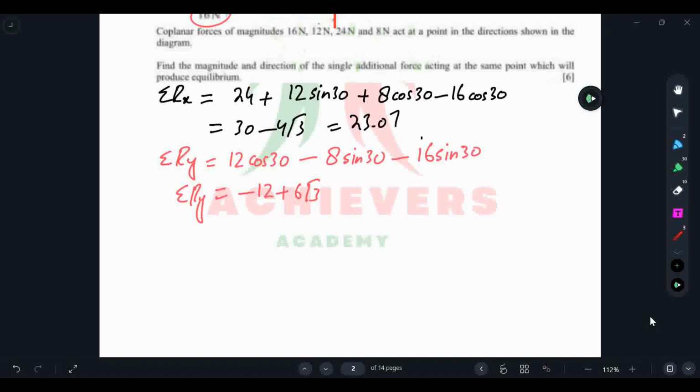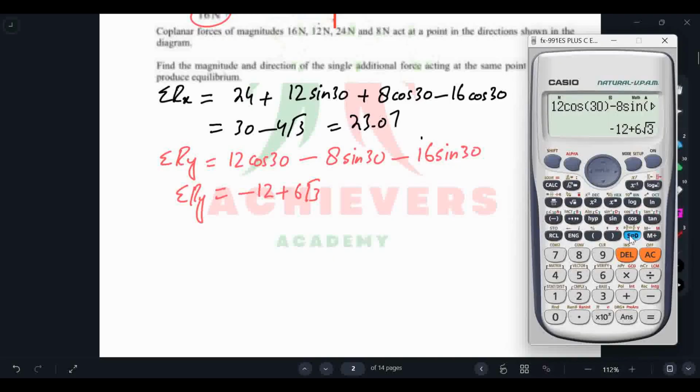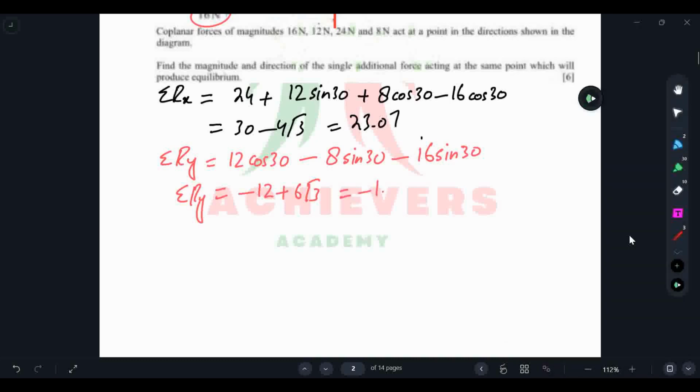Now let me check whether this one is going positive or negative. If we convert it into decimal, as we can see, this one is a negative number. So we can clearly identify that our resultant force, to keep it in equilibrium, should be going towards the right side, and towards the right will be 30 minus 4 square root of 3, and then it should go downward, and this component should be 6 square root of 3 minus 12, and hence we can say that this should be the direction of the resultant force.